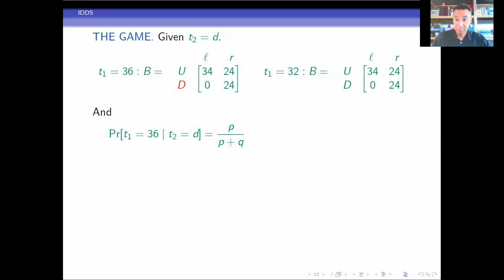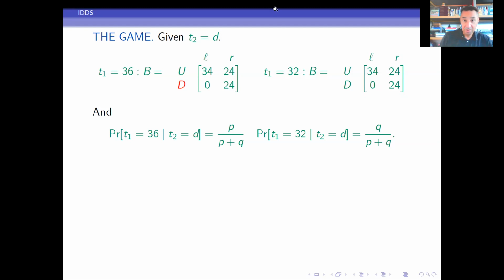This is just Bayes' rule. I hope that everybody sees that. Otherwise, ask your tutor to explain it in the next tutorial. And in the same way, the conditional probability for player one to be of type T1 is 32, given that player two is of type D, is Q divided by P plus Q.